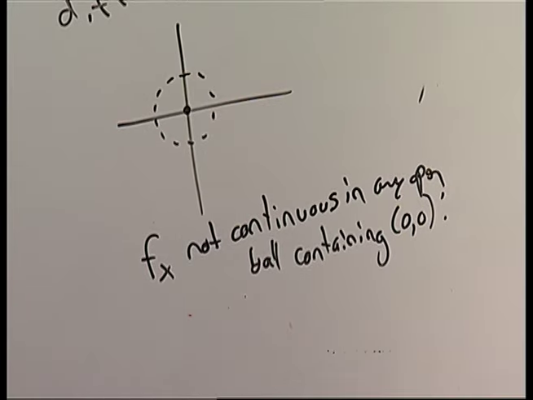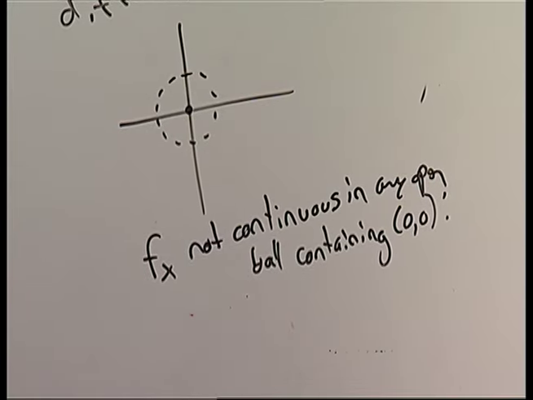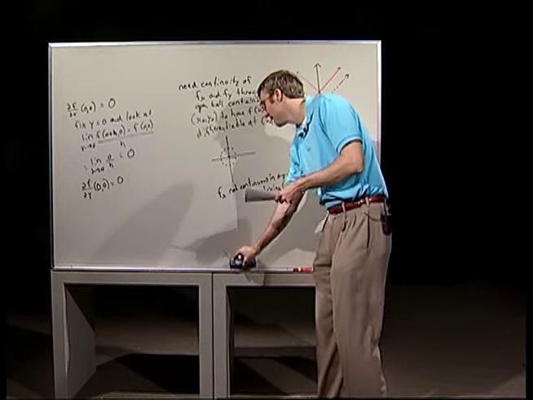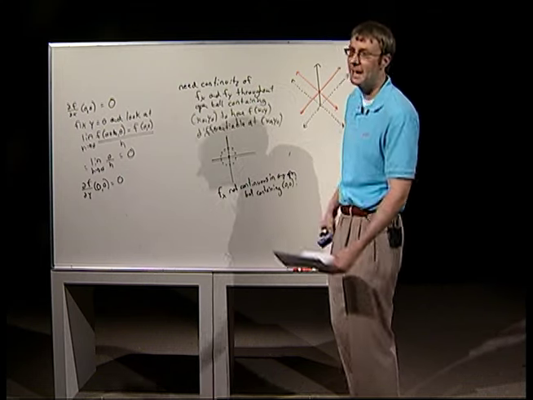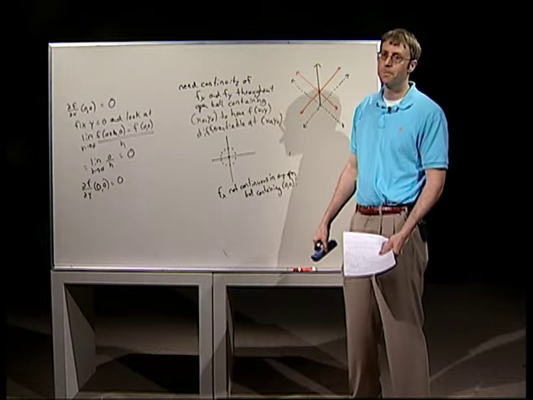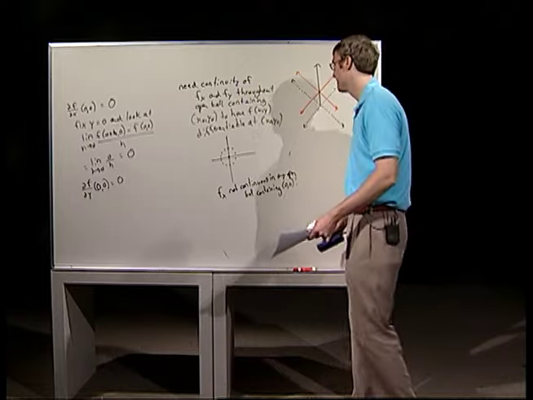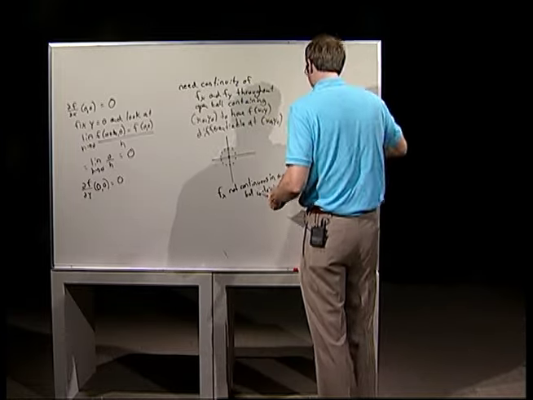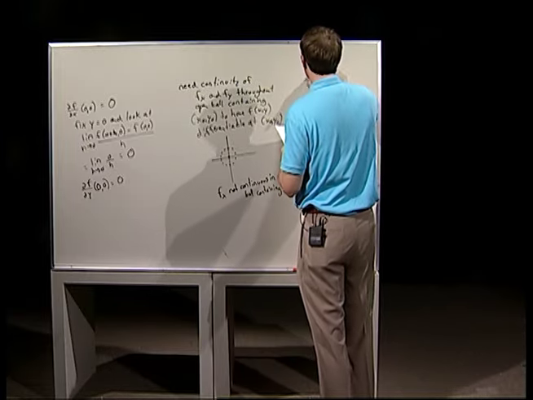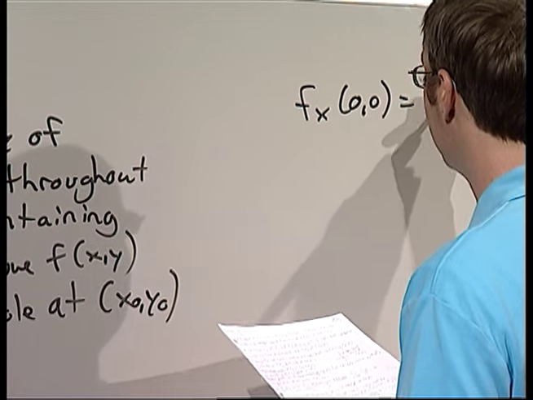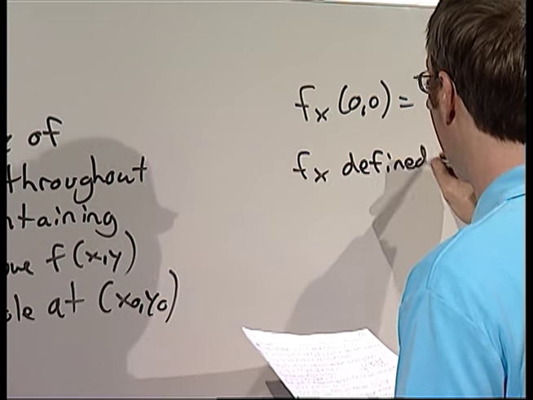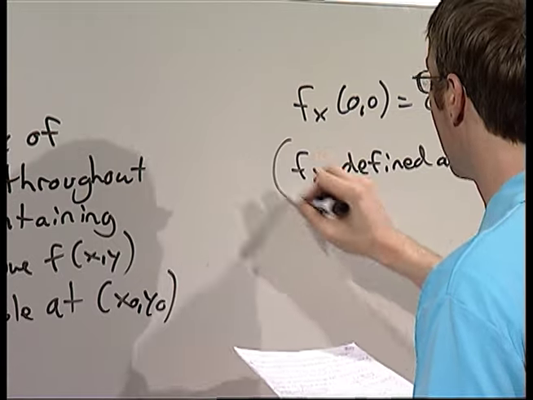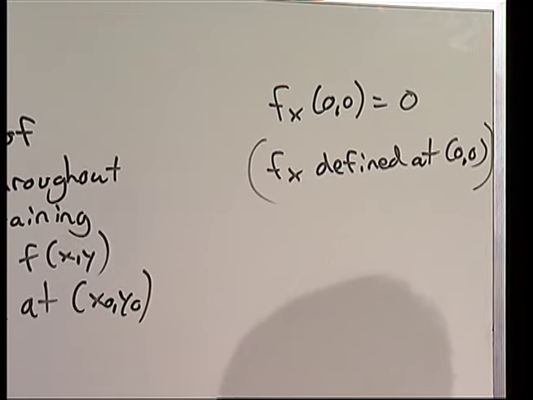Right? I want to show partial f partial x is not continuous in any open ball containing (0,0). Okay? Well, how do I show something's not continuous? I either show it's not defined, or its limit doesn't exist, or else the limit exists and doesn't equal the value at the point. Well, it turns out that the partials certainly exist here, right? So fx of (0,0) is 0, so it's defined at (0,0), like that, right?